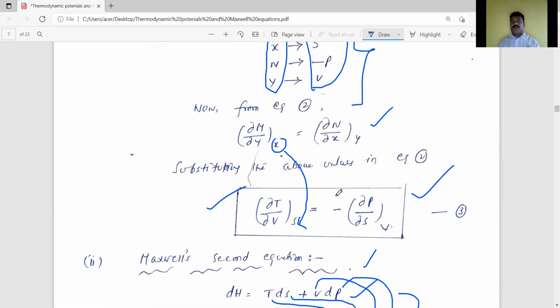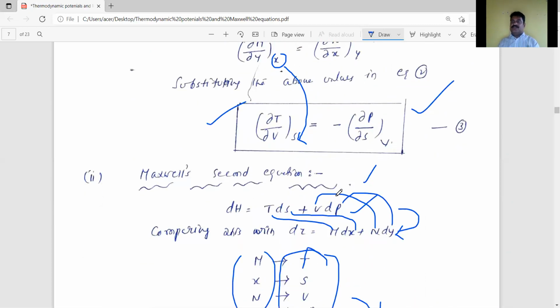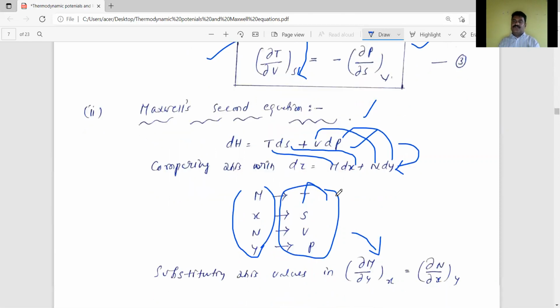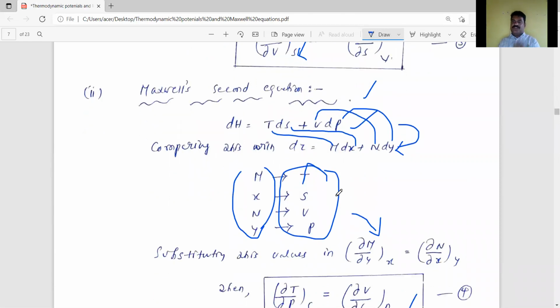So from the thermodynamic potential, that is the internal energy relation, you can get Maxwell's first equation. From the relation of enthalpy, you can get Maxwell's second equation. From the relation of Helmholtz free energy, you can get Maxwell's third equation. From the relation of the Gibbs function, you can get Maxwell's fourth equation.